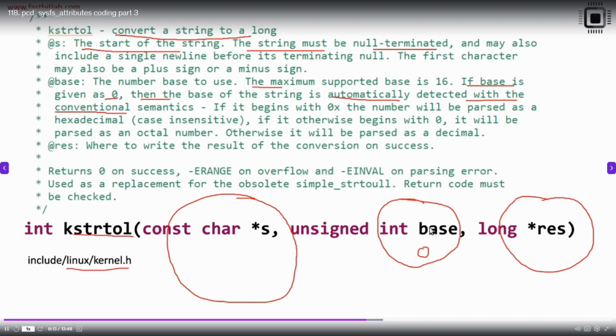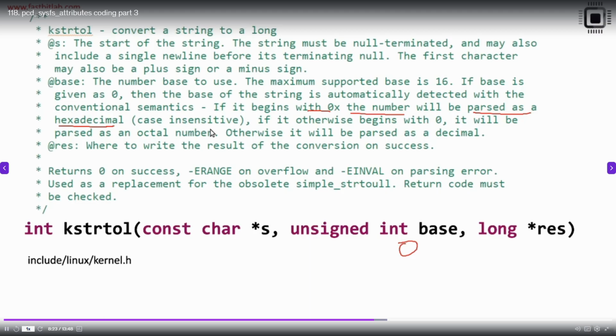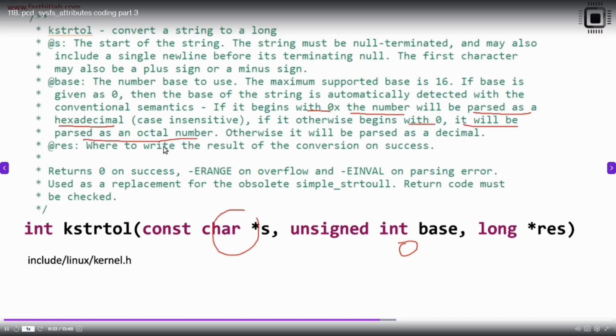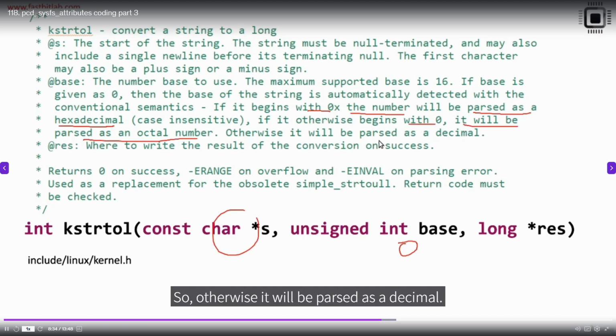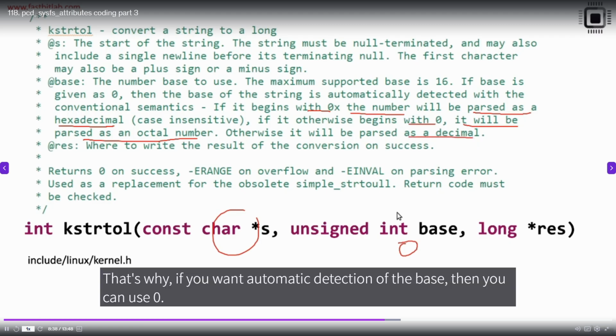If the string begins with 0x, then the number will be parsed as a hexadecimal number. If the string begins with 0, then it will be parsed as an octal number. Otherwise it will be parsed as a decimal. That's why if you want automatic detection of the base, you can use 0.